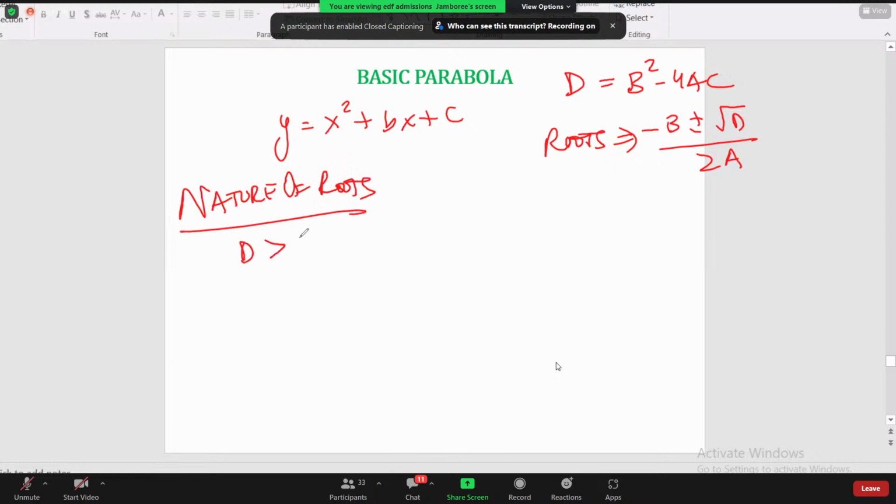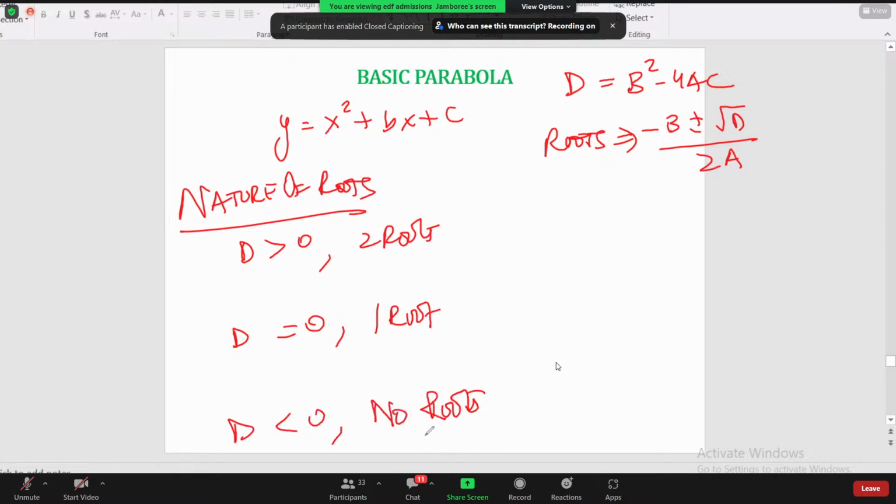d is greater than 0, then it will have 2 roots. If d is equal to 0, then it will have 1 root. And if d is less than 0, it will have no roots. Now, with respect to the graph, what does that mean? When I say a quadratic function will have 2 roots, it implies it will have 2 values of x, which implies the graph will touch x-axis at 2 different points.